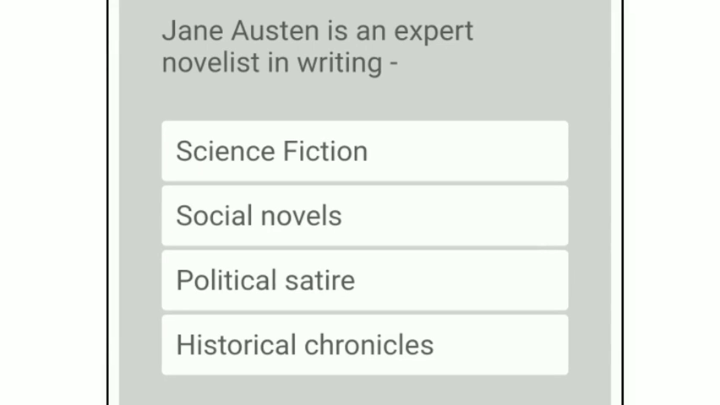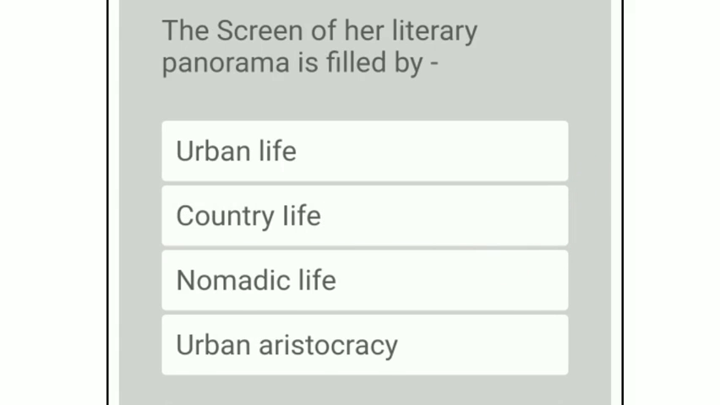Jane Austen is an expert novelist in writing: option A, science fiction, option B, social novels, option C, political satire, option D, historical chronicles. While giving the brief introduction about the novelist, it was clear that Jane Austen is an expert in writing social issues or social novels. Hence, here the right answer is option B. Now proceed to MCQ number 10.